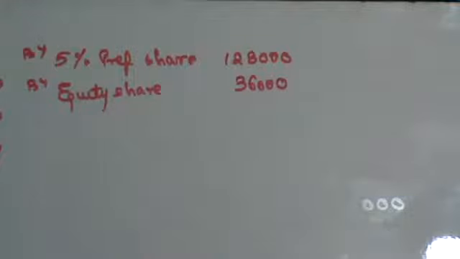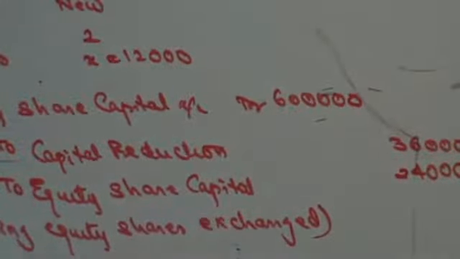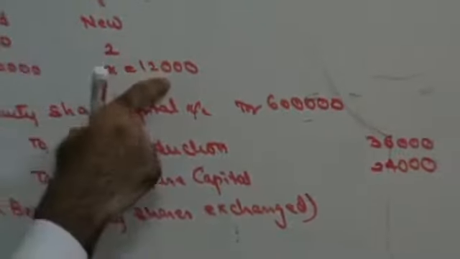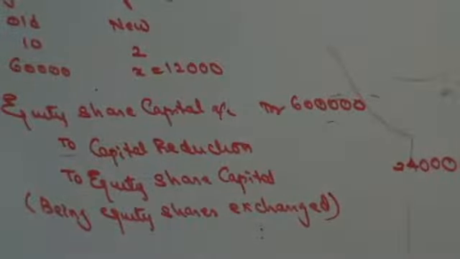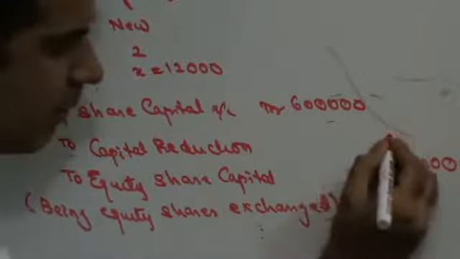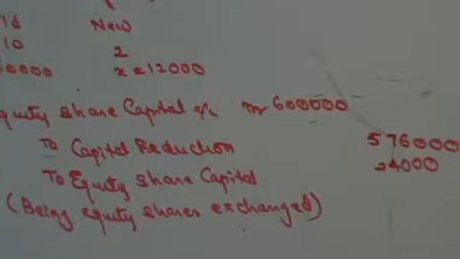Wait, guys, the last journal entry. These are 60,000 shares of rupees 10 each, so this is going to be 6 lakhs. This is 60,000 shares of rupees 10 each, and these are going to be 12,000 shares of rupees 2 each. So that is 24,000. So in that case, this is going to be 5 lakhs 76,000. I'll just make the correction, guys. 5 lakhs 76,000.